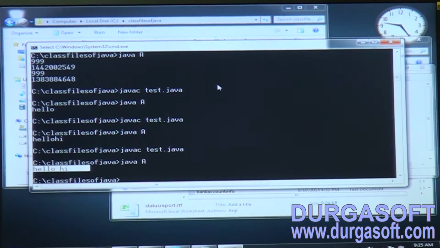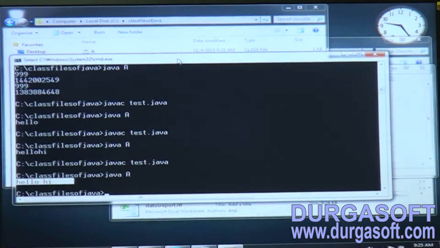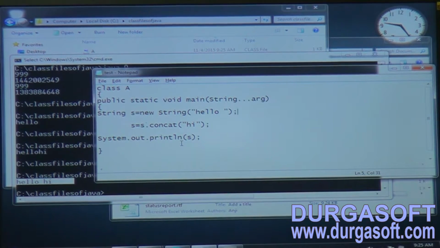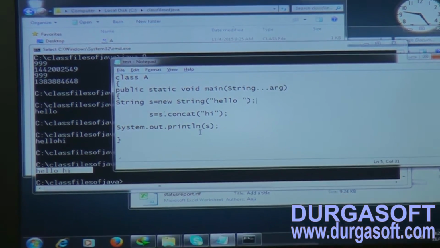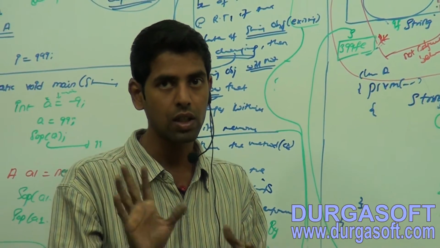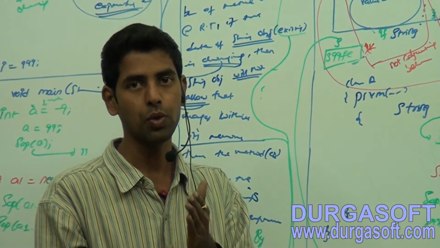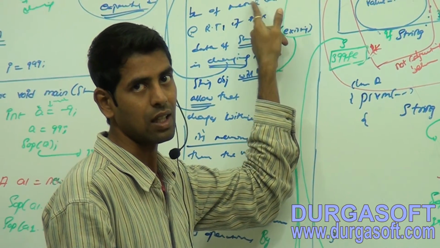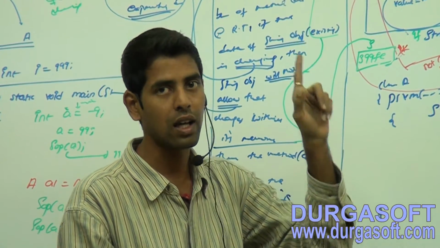Internally, this one is happening. Observe. This is what? Immutable. Immutable means a simple thing. It is not "mute", it is "immutable". Immutable means not adjusting. It is what? Not adjusting.